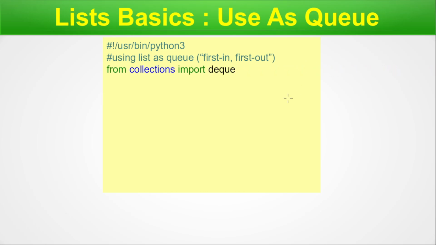So here goes our first line of code, that is from collections import dq. So we have a module called collections. Inside that we have a method called dq. So we are importing dq from the collections library. Next we have q is equal to dq Eric, John, Michael. So it is a list and we are using the dq operation on it.